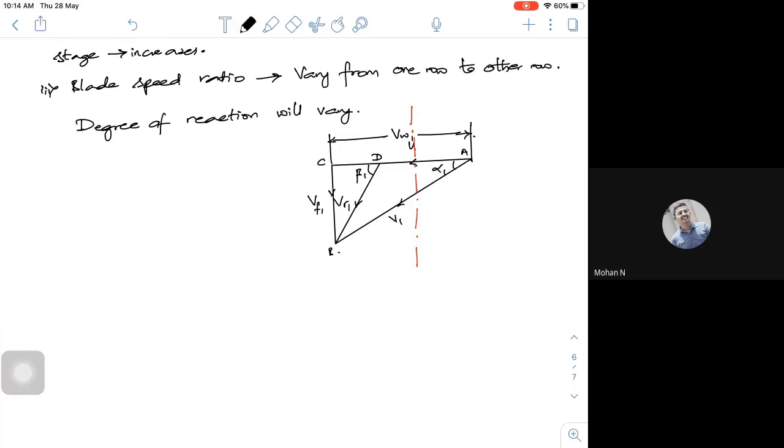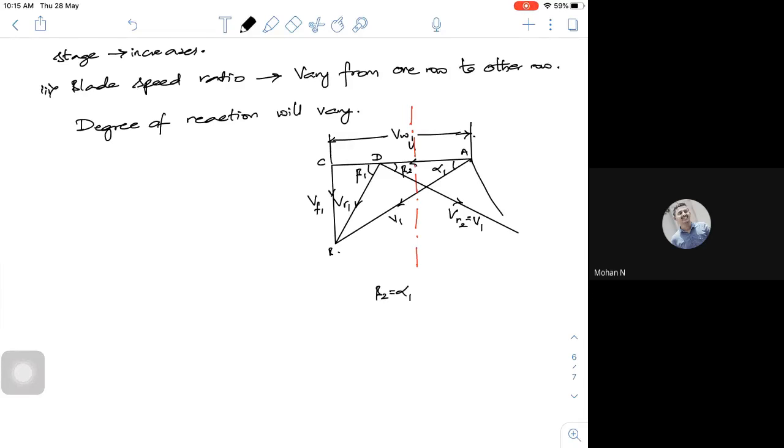So if I want to do that, this is my V2. Okay, sorry, this is my VR2. So that's my VR2. Dimensionally, this VR2 should be equal to V1. If that is the case, then what will happen to your beta 2? So this particular angle, beta 2, should be equal to alpha 1.